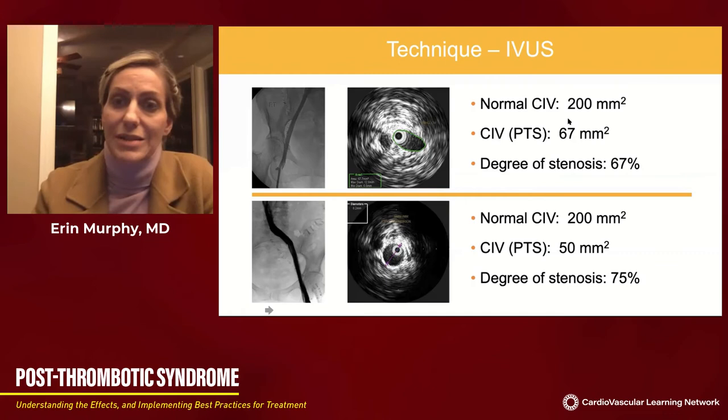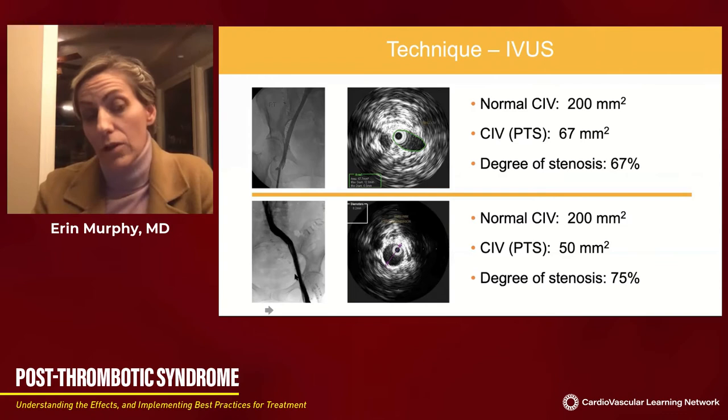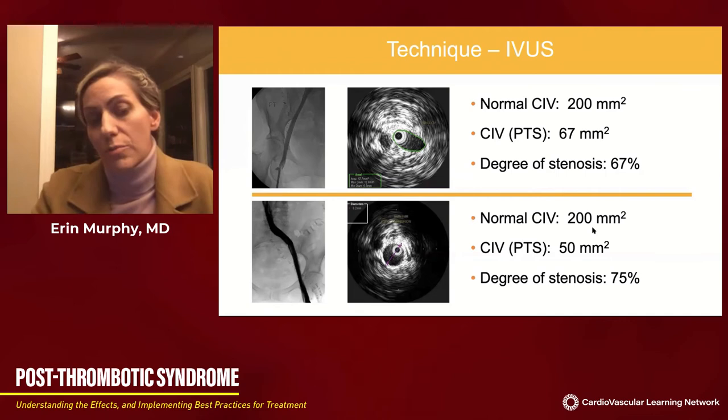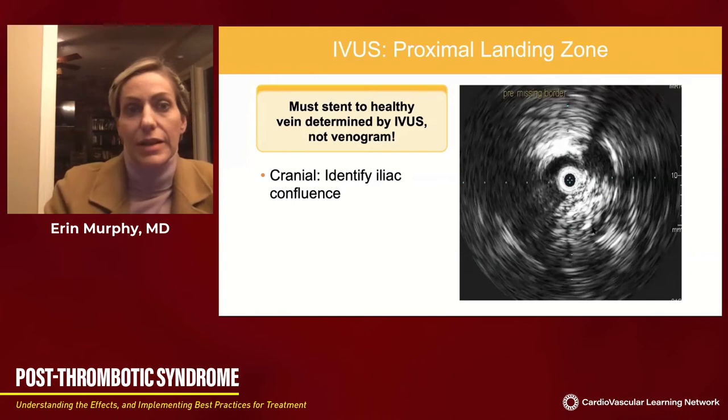This is another patient who had several normal venograms. He was actually a stent restenosis. And despite several normal venograms and being told nothing was wrong, he should have an area in that stent of 200. The area in his stent was 50. That's a 75% stenosis. And after pretty aggressive dilation, his symptoms got much better. So please pay attention to the areas.